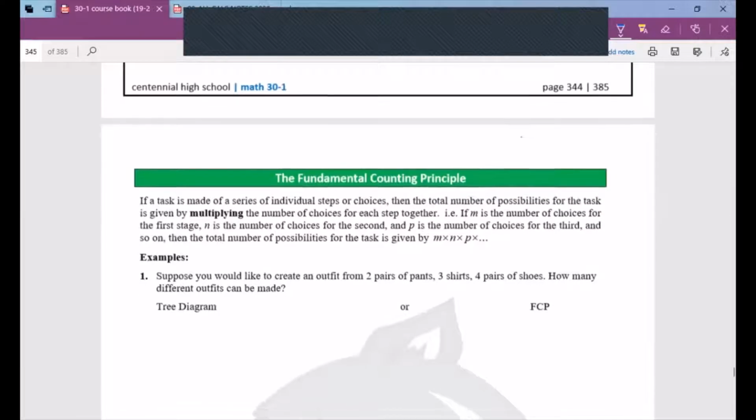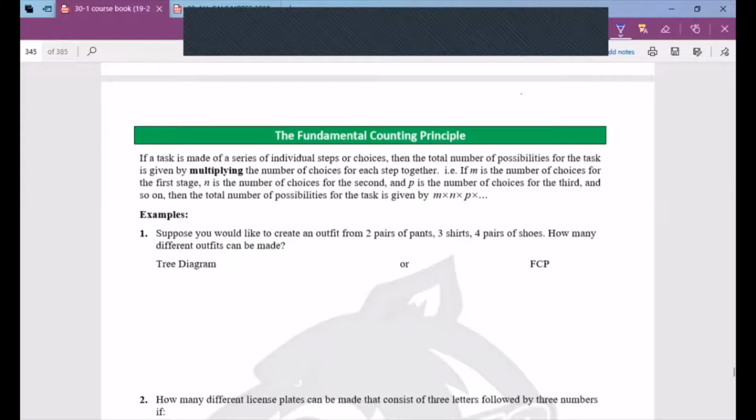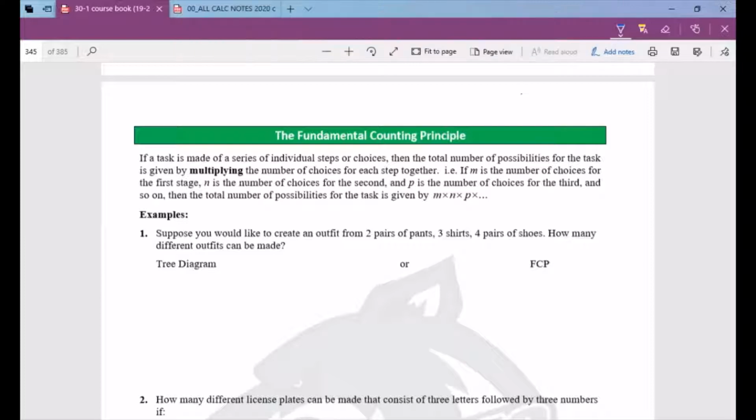All right, so we're about to start our next sections. I'm going to do two sections in here. We're going to go through fundamental counting principle, and then we're going to go through permutations without restrictions from your workbook. So this is the beginning of our new chapter.